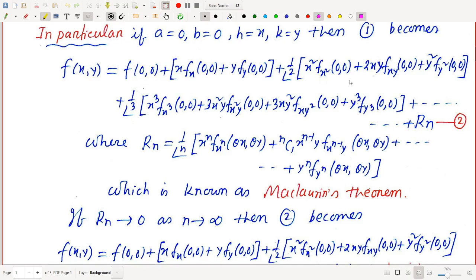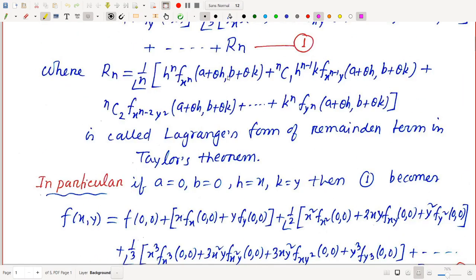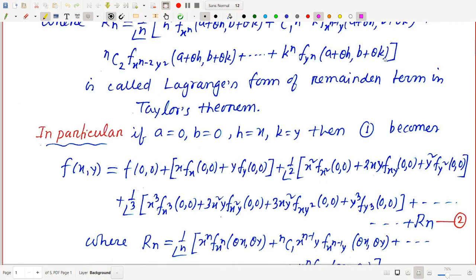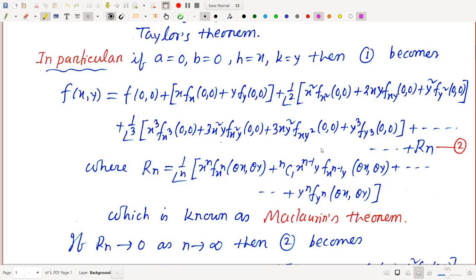Then all the derivatives will be at the point 0 0. Previously the initial derivatives were at the point a b, and in the last term Rn the derivative was at the point a plus theta h, b plus theta k. Now it will be at the point theta x and theta y. Okay, let us see.